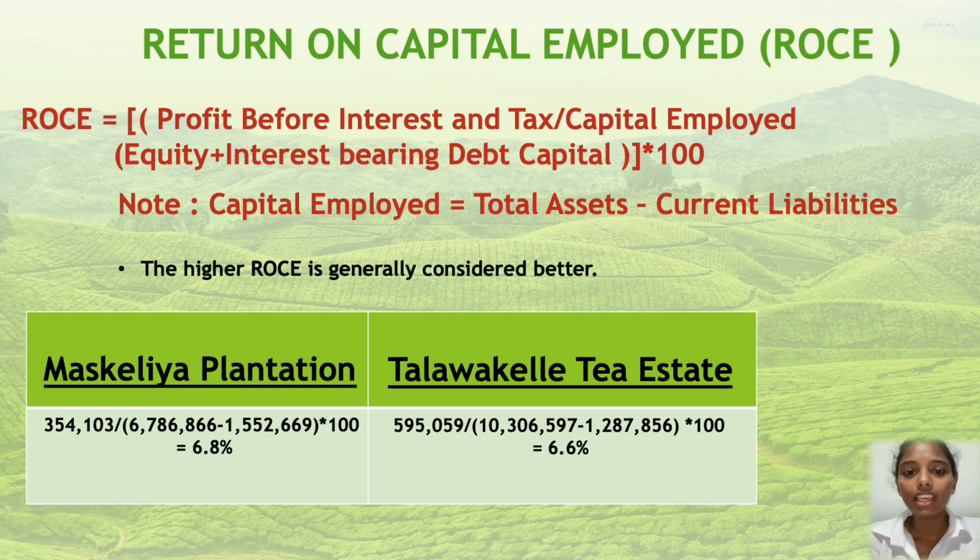I'm Shashini. In this slide, we compared return on capital employed. According to the calculations, for every 100 rupees the company uses in its business, Muskelia Plantation earns 6 rupees and 80 cents and Thalawakele Tea Estate earns 6 rupees and 60 cents as profit before paying interest and taxes. Therefore, compared to Muskelia Plantation, Thalawakele Tea Estate is generating lower profit from its capital employed.